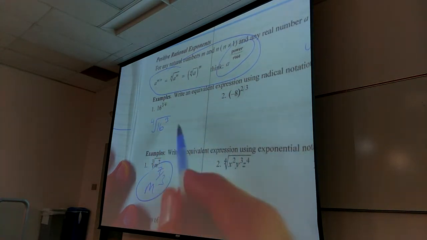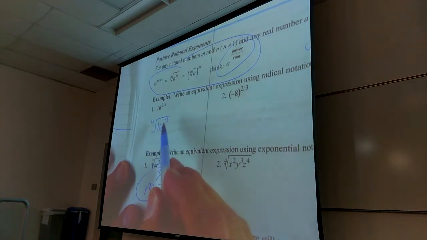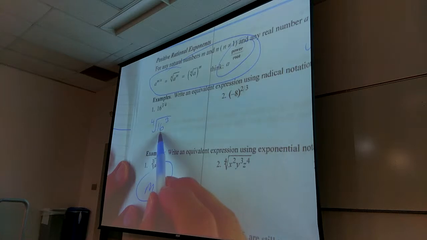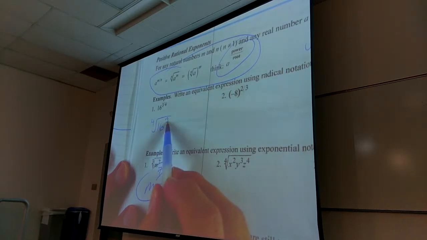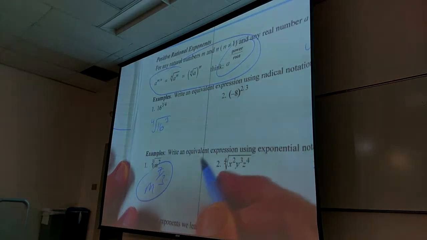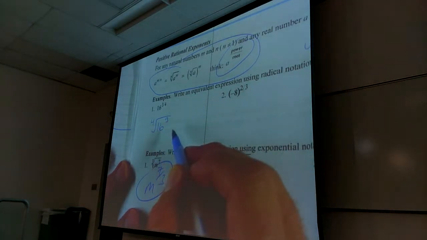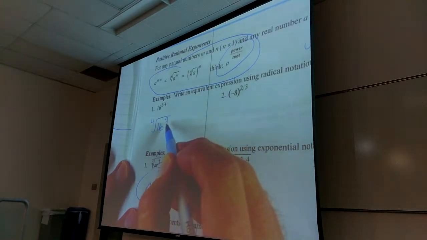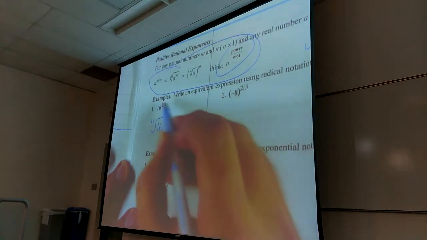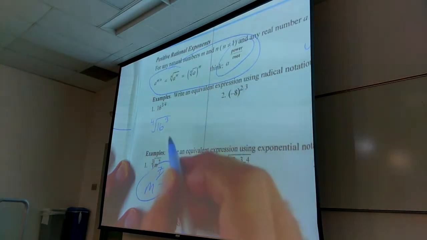Now that sucks. If I wanted to solve this, what would I have to do first? 16 cubed. Do I want to do that? No. Stay with me now. This kicks ass. I could put the power on the inside or the outside. It doesn't matter. Real quick. This is why.